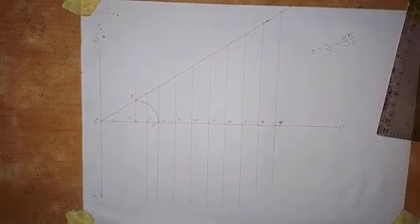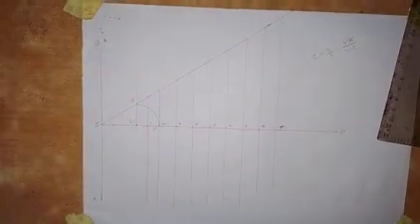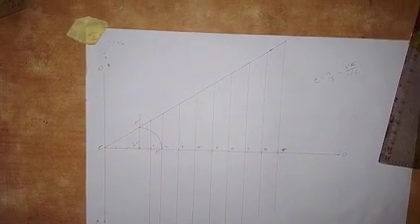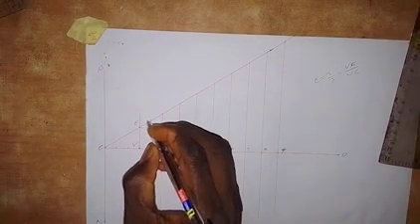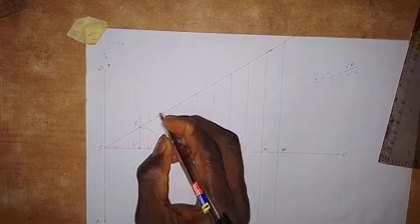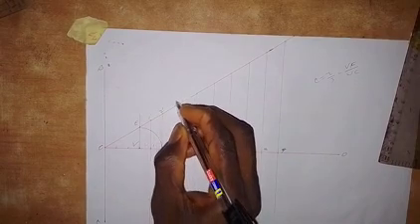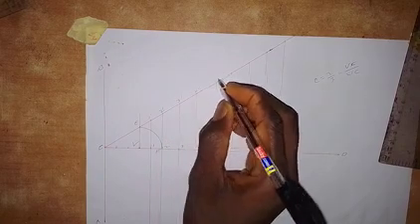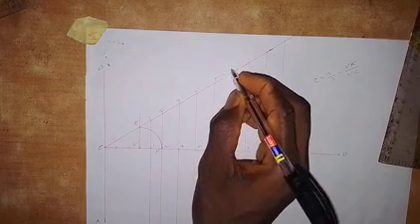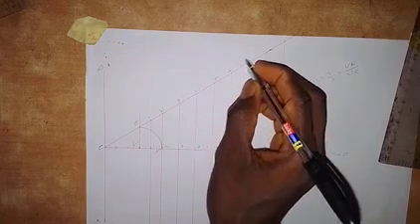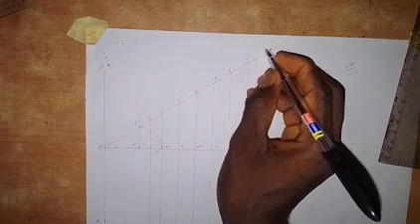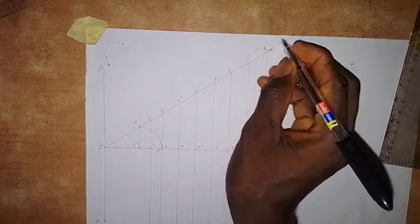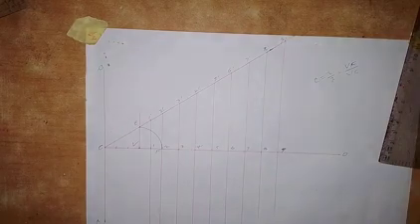The points that we have on this line, I'm going to number them. This is point 1 prime, this is 2 prime, this is 3 prime, here we have 4 prime, this is 5 prime, this is 6 prime, 7 prime, here we have 8 prime, and then this is 9 prime. Alright, so we have this.